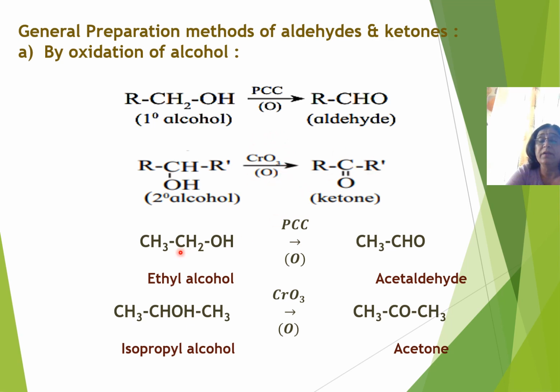For example, ethyl alcohol, which is a primary alcohol, on oxidation with PCC gives you acetaldehyde, having the same number of carbon atoms. And when isopropyl alcohol, the secondary alcohol, is oxidized in the presence of chromium oxide, you get acetone, which is a ketone, right? Now let's see the next method.